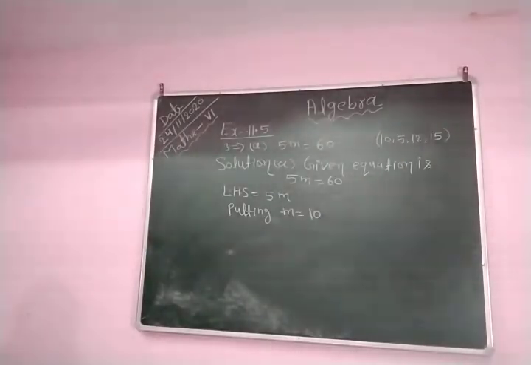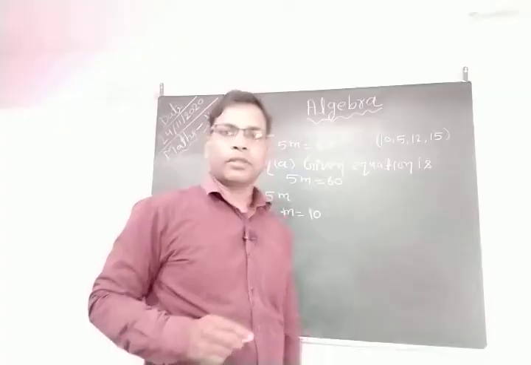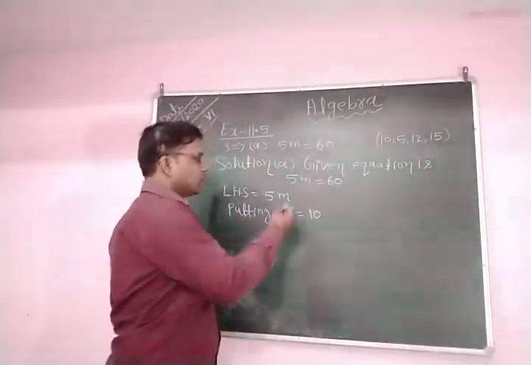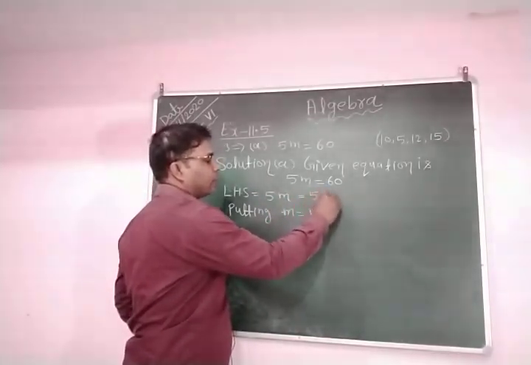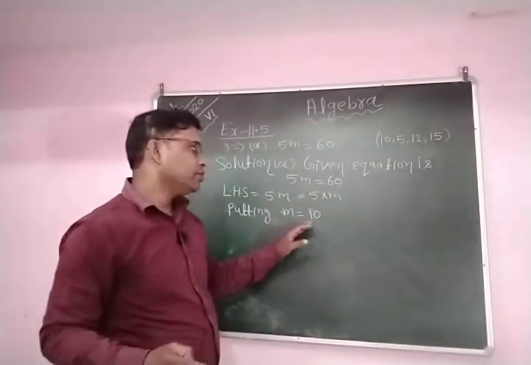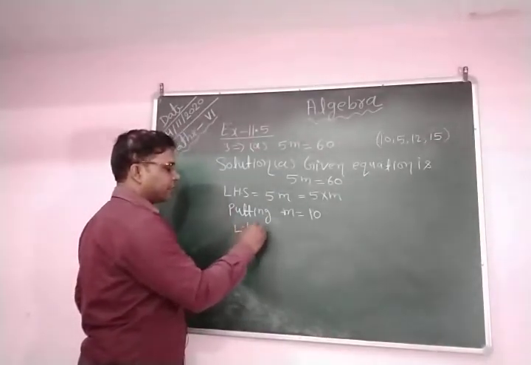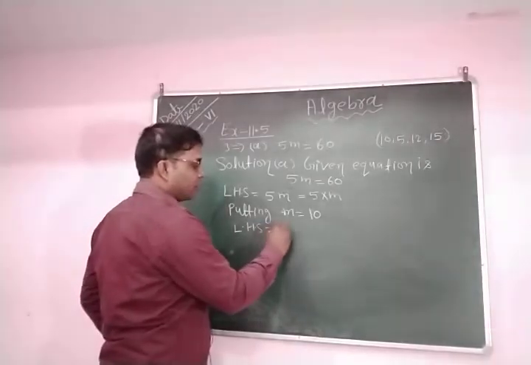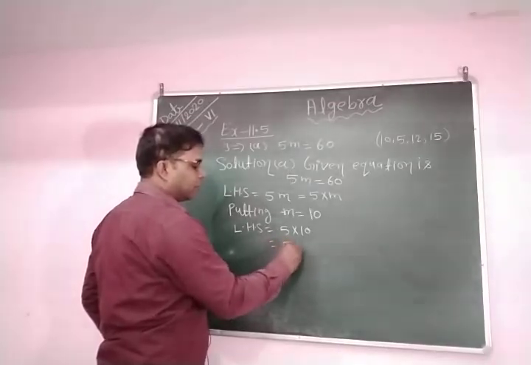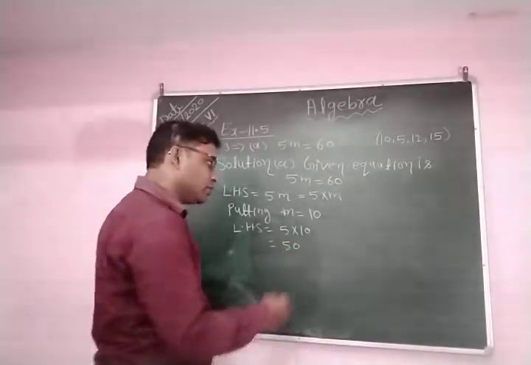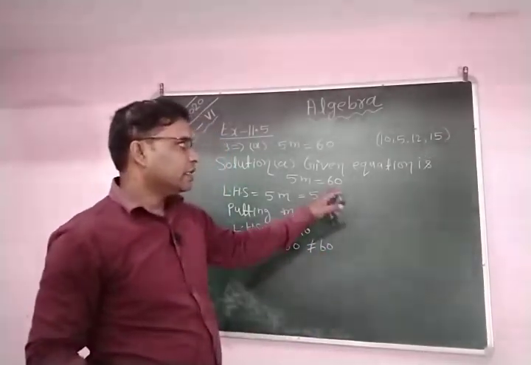You know very well that 5m means 5 into m. Now here we put m = 10, so the left hand side becomes 5 into 10. What does 5 into 10 become? 50. 5 tens are 50. This is not equal to 60, because our right hand side is 60.